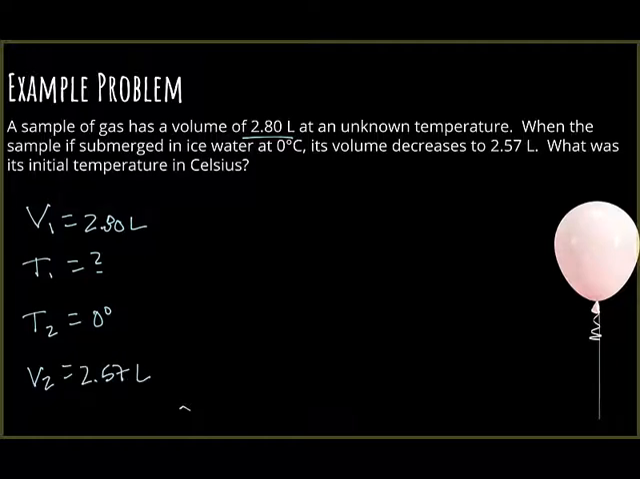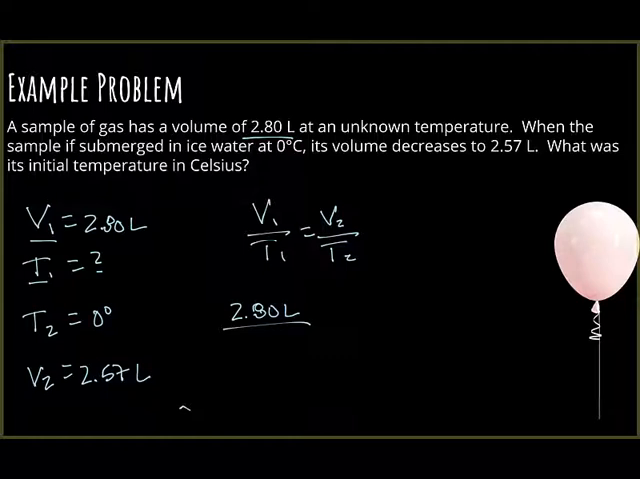So this tells me I need my formula that relates volume and temperature. Based on what we just looked at, I know V1 over T1 equals V2 over T2. Same deal here, I'm going to sub in my variables. So 2.80 liters over T1, because T1 is what I'm solving for. V2, this one's okay because the units are the same.